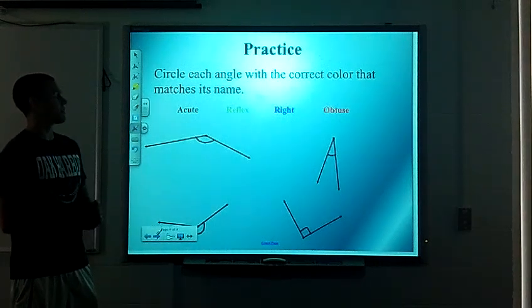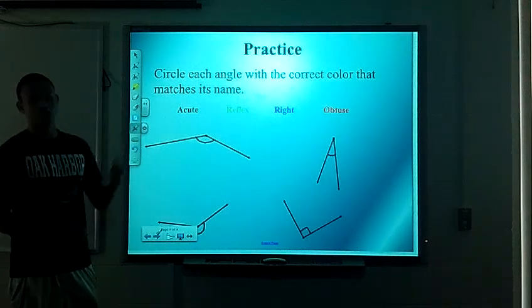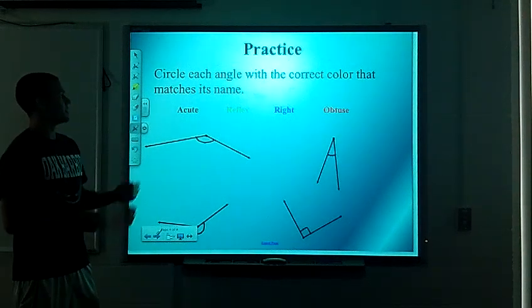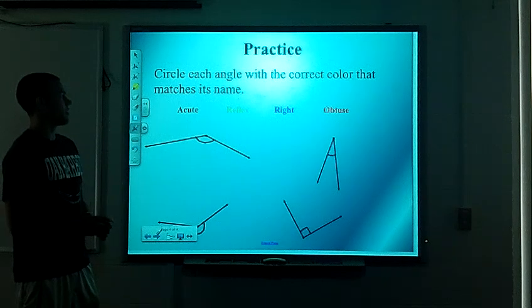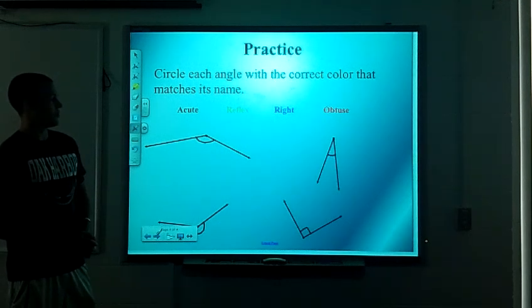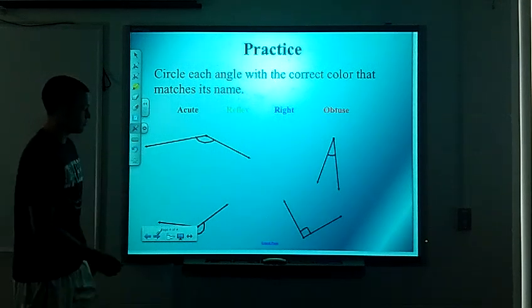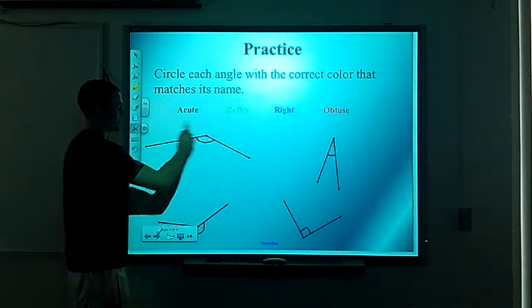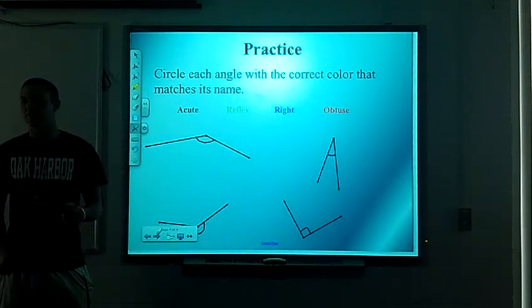Alright, now I need some help with some practice here, guys. We're going to go over some review of what we just did. I need you to circle each angle with the correct color that matches its name. So if you think that this is an acute angle, then we would grab the black marker and circle this one. I need 4 volunteers.